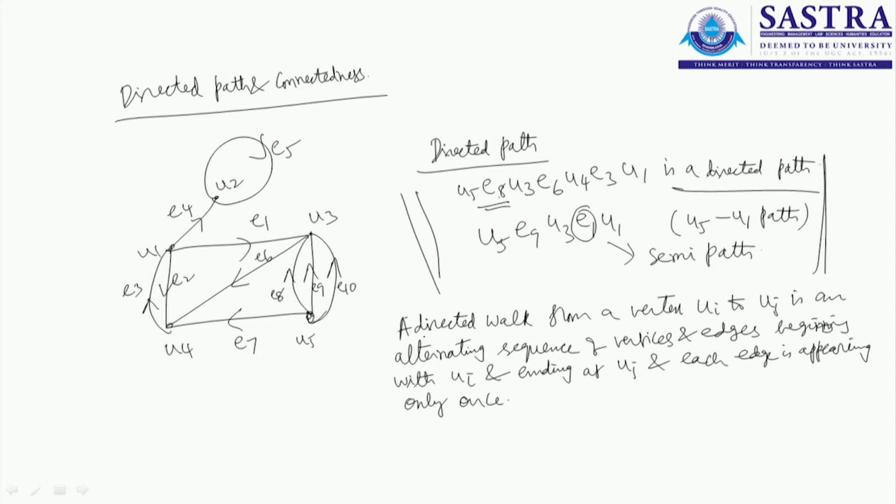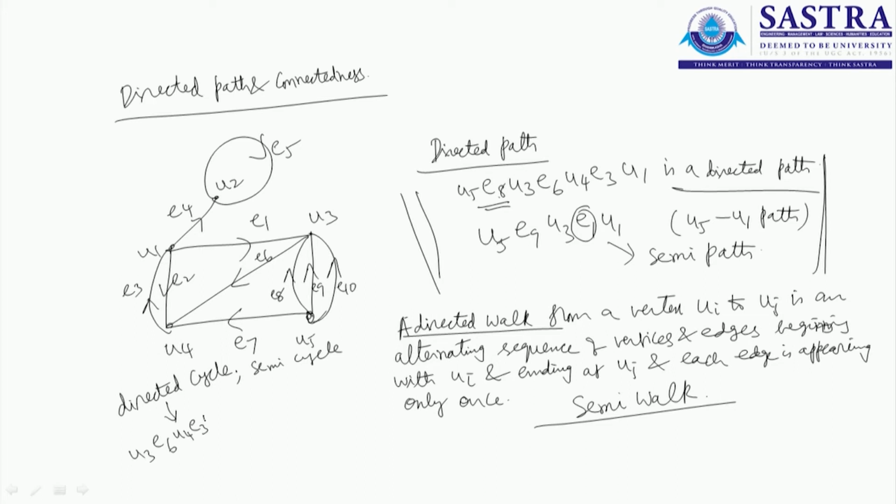So this is called a directed walk. If I ignore the direction, then I would have a semi walk. Similarly, I have a directed cycle, or I would have a semi-cycle.